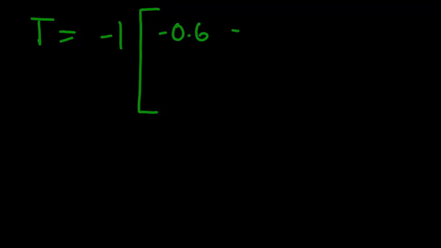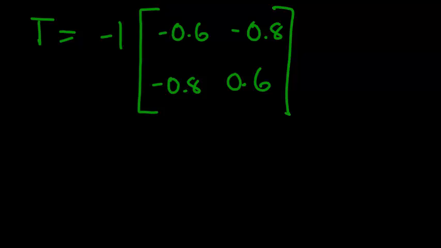So now we can find T as equal to minus 1, and this minus 1 comes from our inverse, times the matrix 0.6, minus 0.8, minus 0.8, 0.6, times B, which we know is 100 and 0.